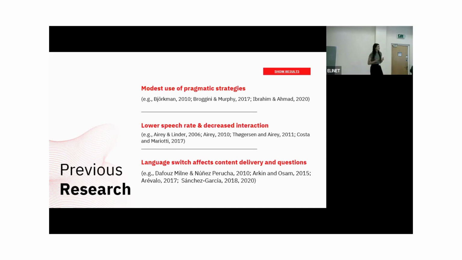Typically, EMI lectures have modest use of pragmatic strategies. They feature lower speech rates and decreased interaction. It's also been observed that language shift affects content delivery and questions. However, this research has mostly focused on EMI lectures. The comparison with L1 medium lectures, there's not a lot about that at all.